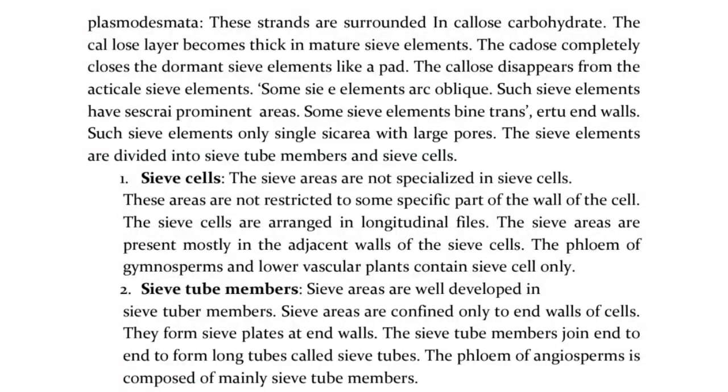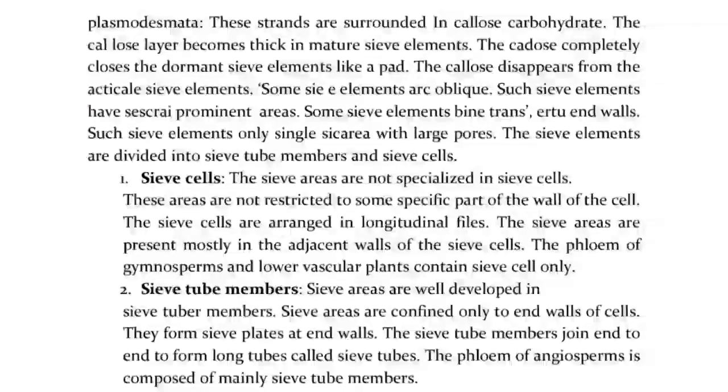These strands are surrounded by callose. The callose layer becomes thick in mature sieve elements. The callose completely closes the dormant sieve elements like a pad. The callose disappears from active sieve elements. Some sieve elements are oblique. Such sieve elements have several prominent sieve areas. Some sieve elements are transverse, with end walls. Such sieve elements have only a single sieve area with large pores.